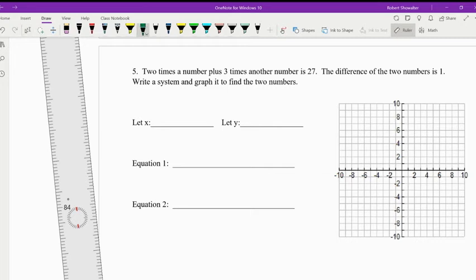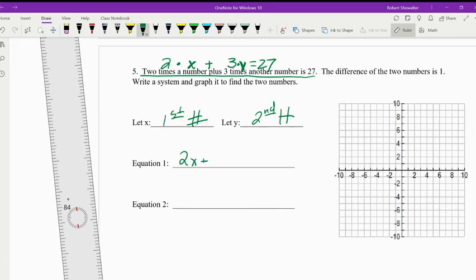Okay, so a number, 2 times a number plus 3 times another number is 27. So we need to convert that into symbols. We have 2 variables we're going to use, an x and a y. We're going to say x is the first number, and y is the second number. We're just going to name them something. So 2 times a number, we call that x, plus 3 times another number, we're going to call that y. So 3 times y equals 27. That becomes our first equation.